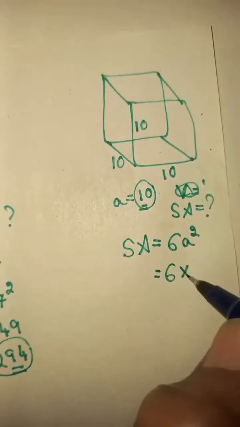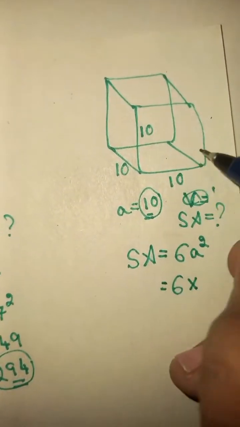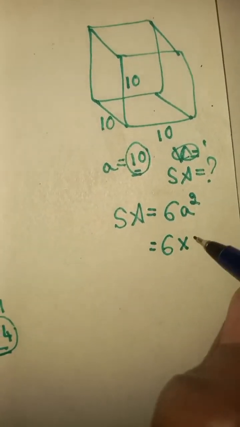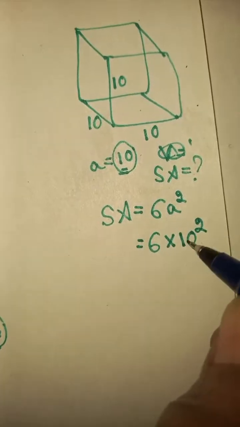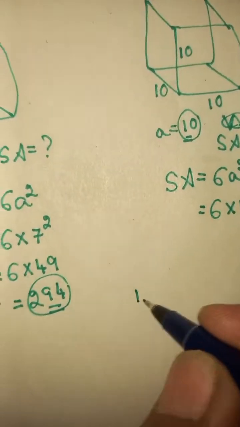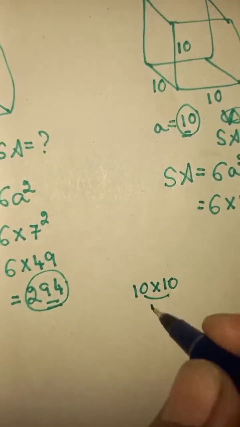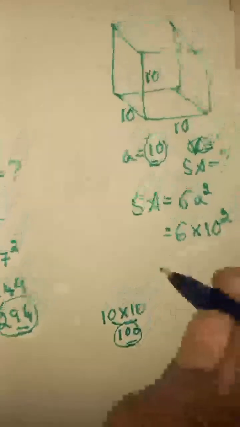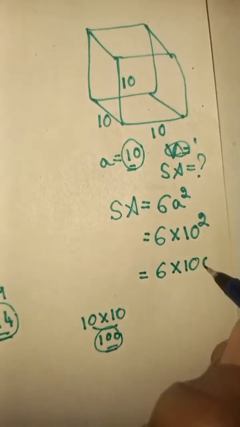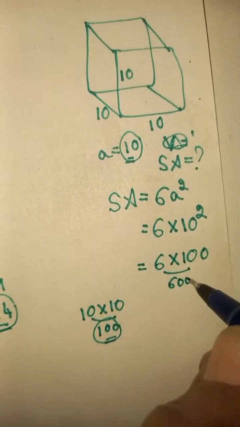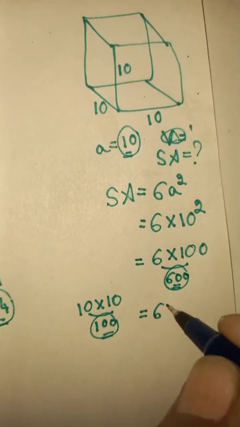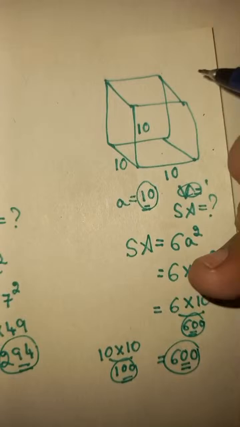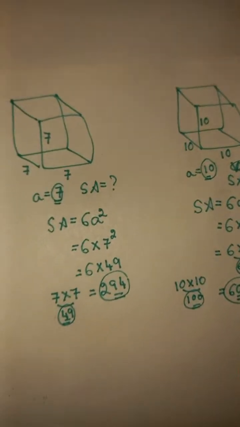It is going to become 6 times the edge length, which is 10 units, so 10 square. 10 square means 10 times 10, which is 100. So this becomes 6 times 100. 6 times 100 is 600. 600 square units is the surface area of this cube.